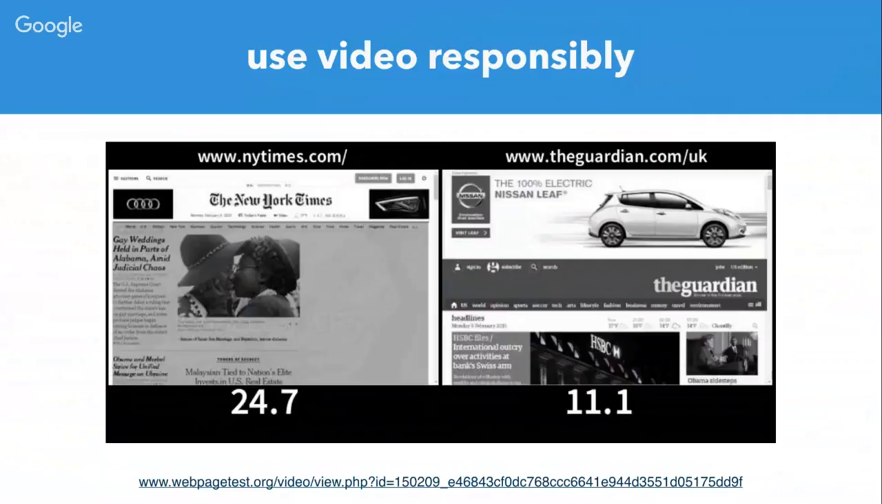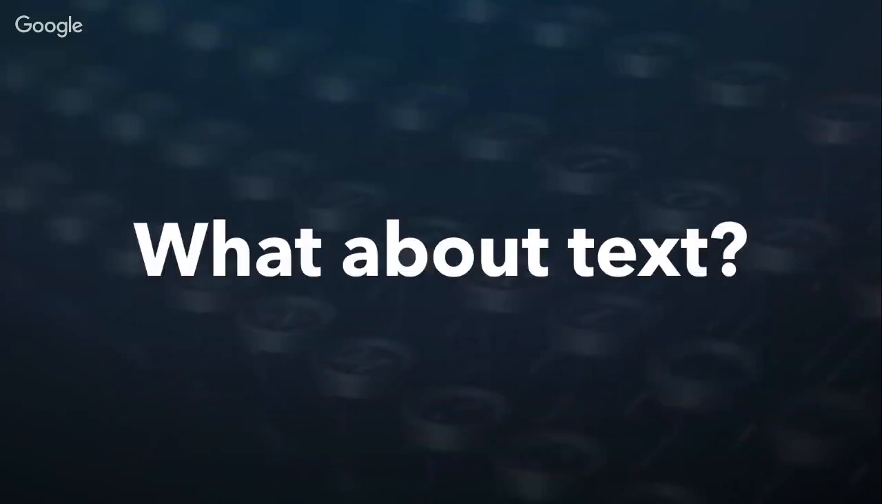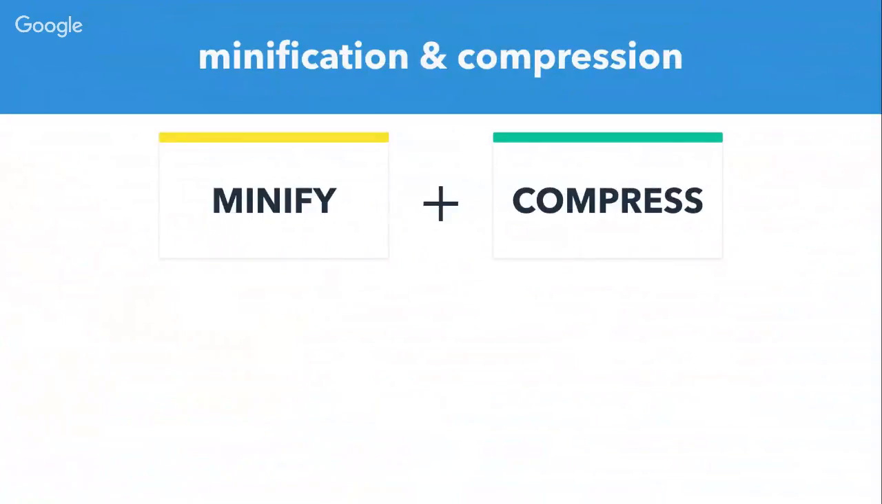So we talked about images and videos. Last thing I quickly want to cover is, all right, what about text? Front-end 101 today is that we should minify and we should compress all our text files, which means that we should serve them with gzip or something like that.